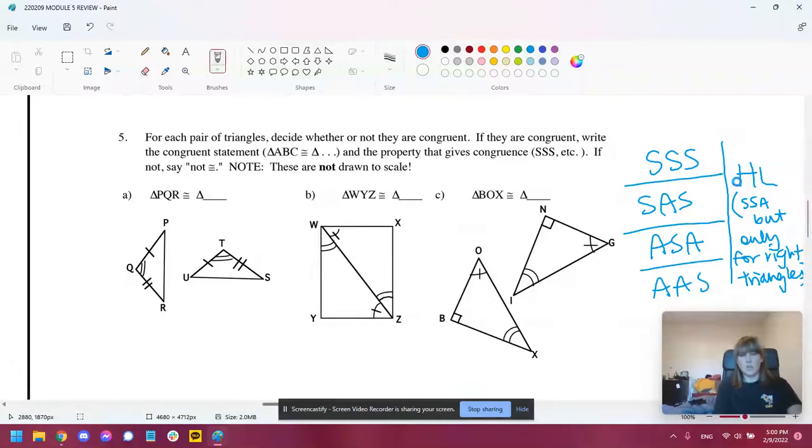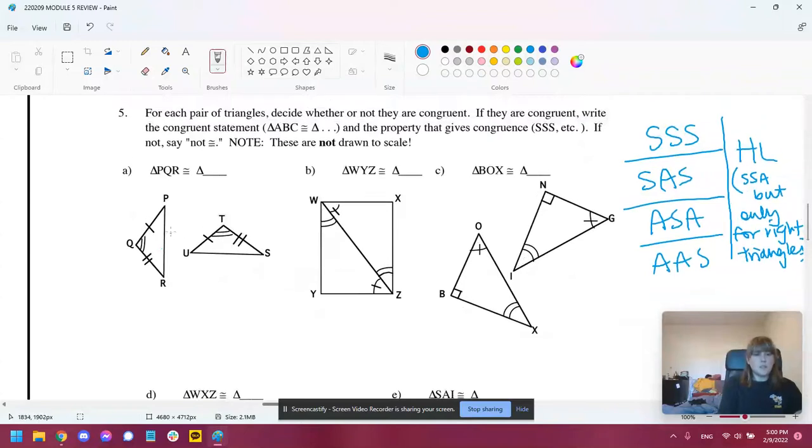Nice. So let's check out which ones we can find. This, to me, looks like side, angle, side. We've got a side on both, angle in between them, and a side. That means they are congruent.